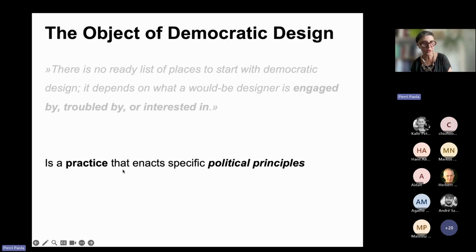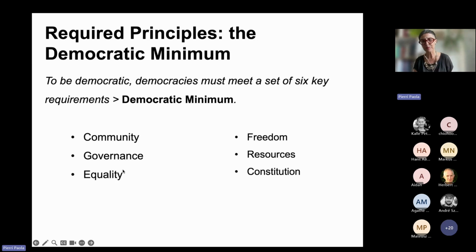Soward distinguishes between required principles and ordering principles. The required principles, he says, are the ones necessary to achieve what he calls the democratic minimum, to ensure that our design is somehow democratic in its essence. And I think this is a really important, useful concept that we can take from Soward as we try to understand the relationship between design and democracy. In the book, he explains what these six requirements are about.